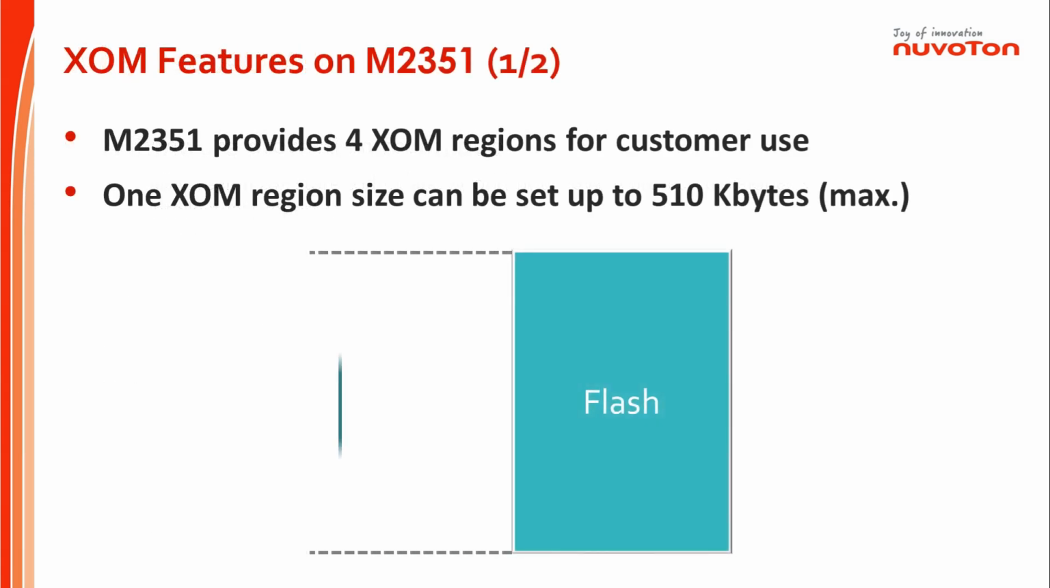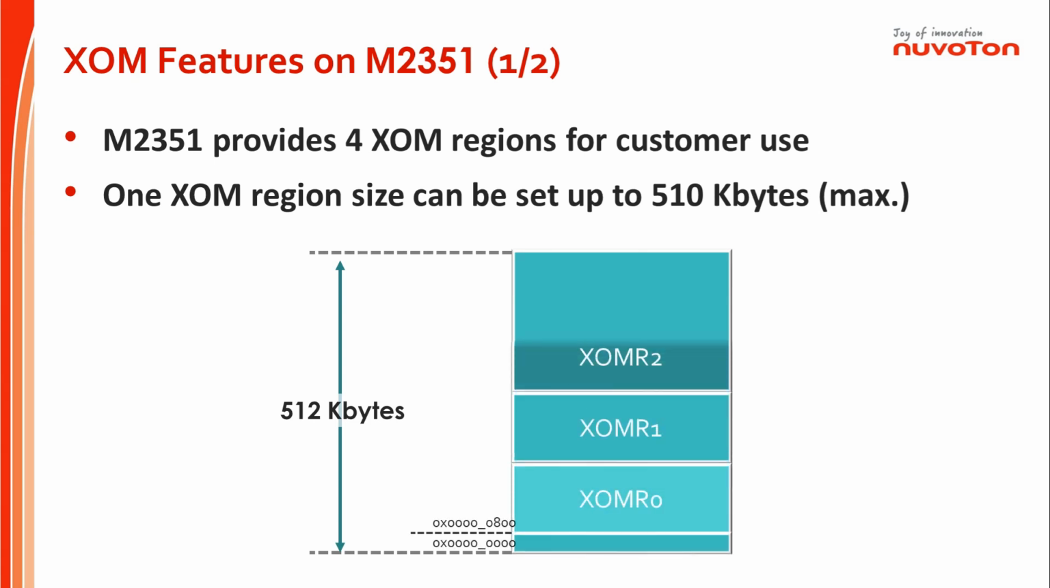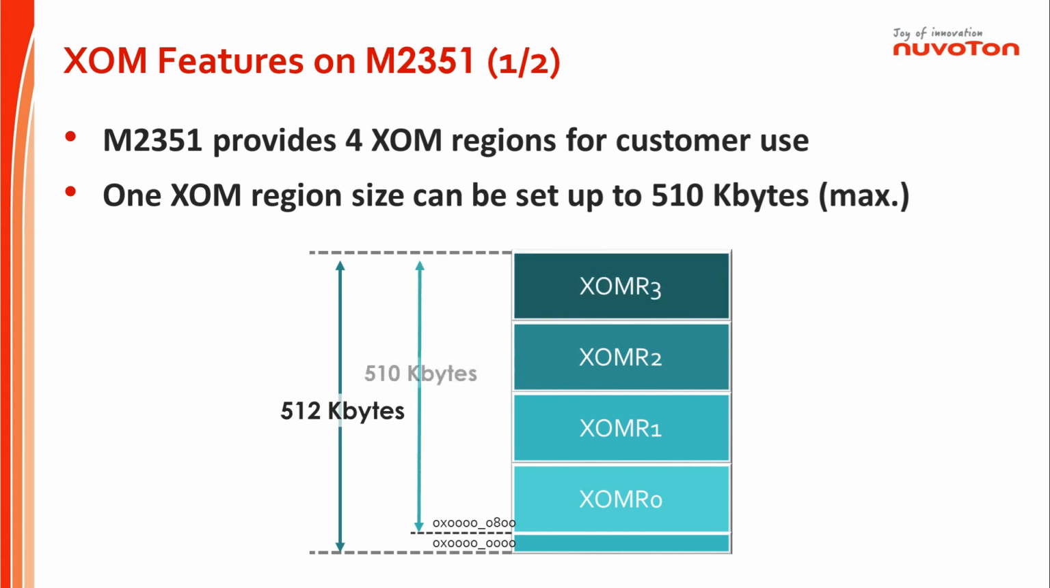The M2351 provides 4 XOM region settings for users to flexibly use to share 510 KB inside the M2351 flash space. One XOM region can use flash memory up to 510 KB.